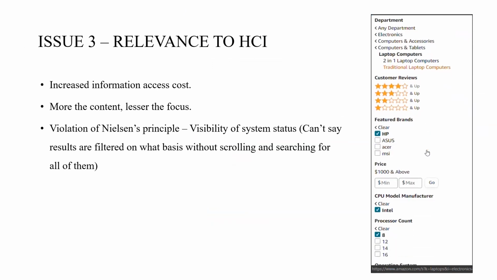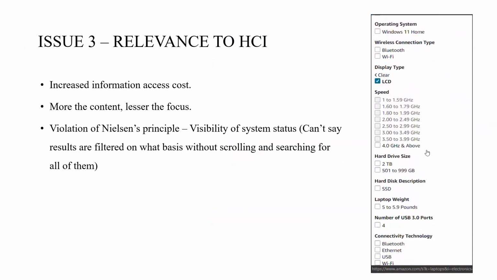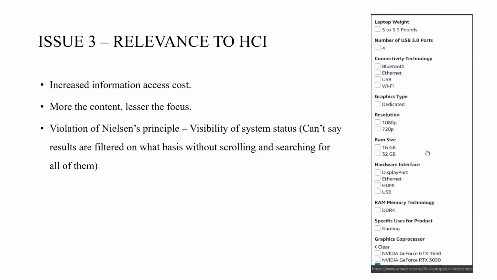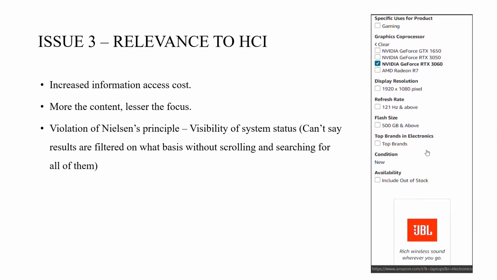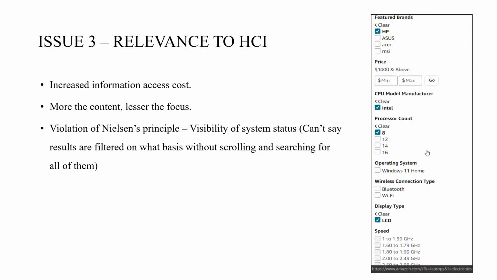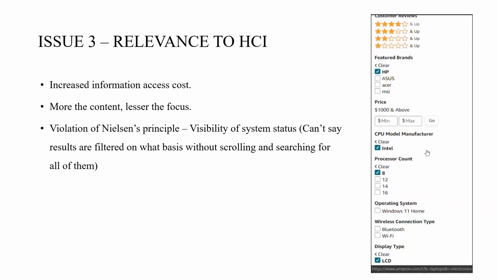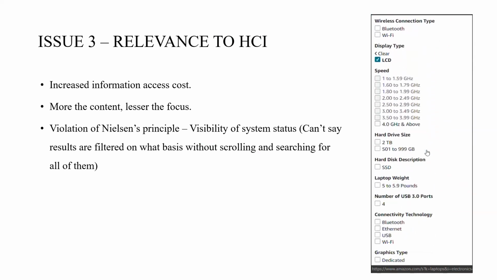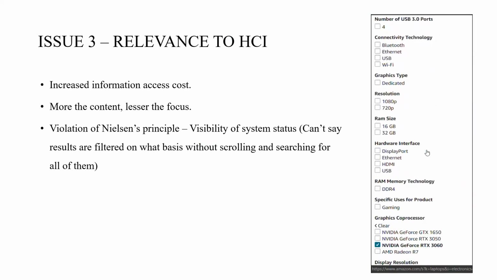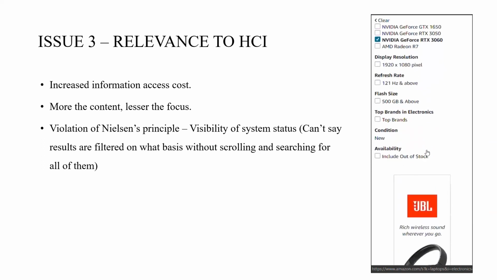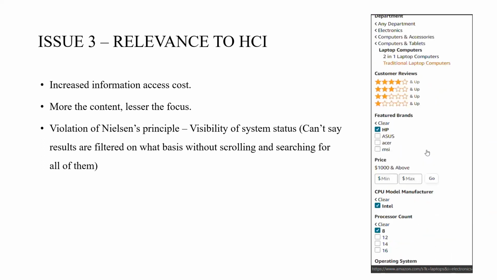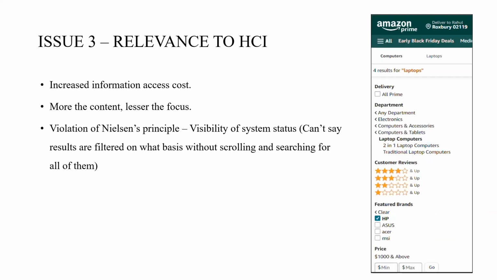Coming to relevance with HCI, we see an increase in information access cost due to a ton of irrelevant options and recommendations. Nielsen's principle of visibility of system status is also violated here. To prove this, let's say the user added a bunch of filters. They cannot see a summary of what all filters were added. They have to scroll all the way to uncheck a filter and view other products.